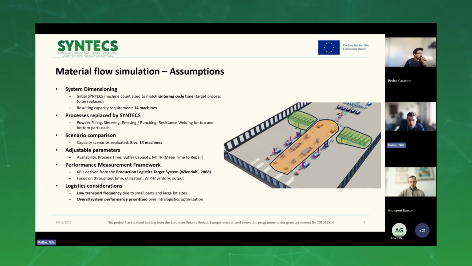For the performance measurement, we took some KPIs from the production logistics target system by Wiendahl 2008, which focused, for example, on the throughput time, utilization, work in progress, inventory, and the output. Due to the small parts and larger lot sizes for the logistics, we do not have a high transport frequency, so we focus more on the overall system performance during our optimization.